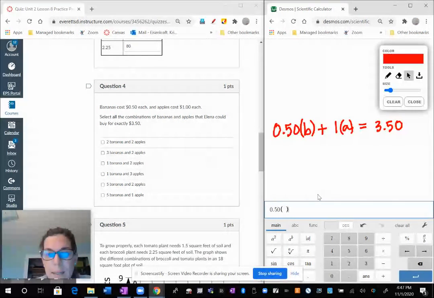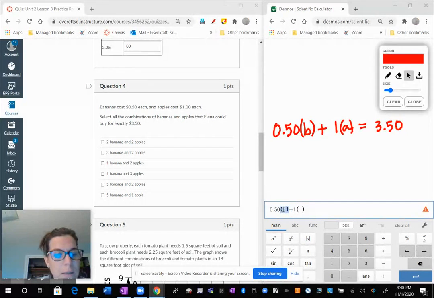50 cents on each banana plus $1 on each apple. And we're looking for combinations that make $3.50. It looks like they're always giving it to us in the order of bananas and apples, so I don't have to be too careful. I can just plug in the first number in the first slot for bananas, the second one the next. I'll know it works if it equals $3.50 off to the right.